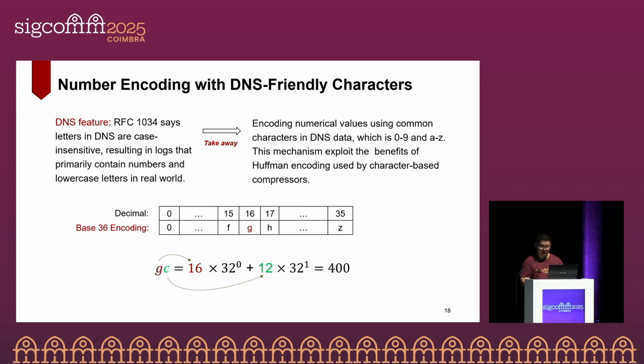RFC 1034 says DNS is case-insensitive, so real logs use mostly numbers and lowercase letters. We encode data using just 0 to 9 and A to Z, making it more compressor-friendly. This helps character-based compressors, like those using Huffman encoding, compress better.